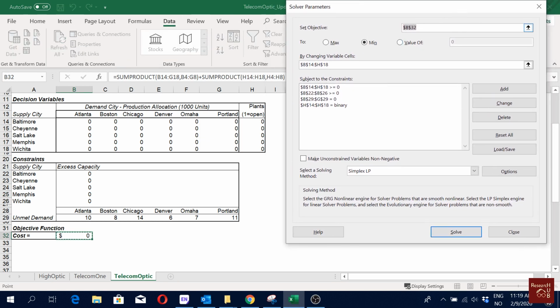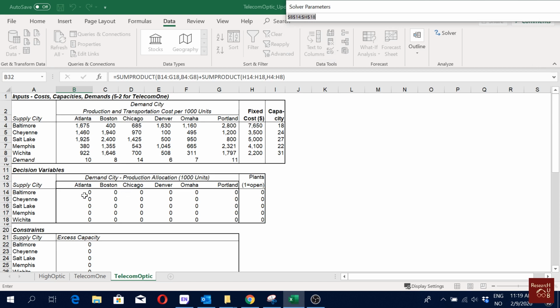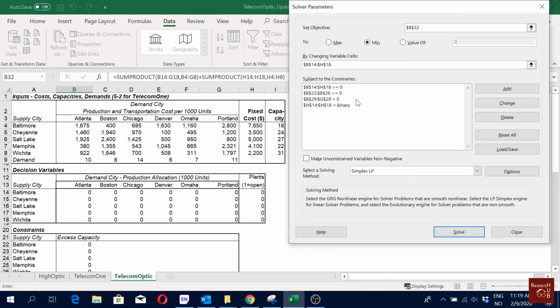So again, we have the same formulation. We minimize this one by changing cells. Now you see that we actually change all of it. So we started at B14, you can see, and then we ended at H18. So we can now change all of them. And here you will see also in the constraints we can change all of them. So B14 to H18, all of them should be positive values. B22 to B26.